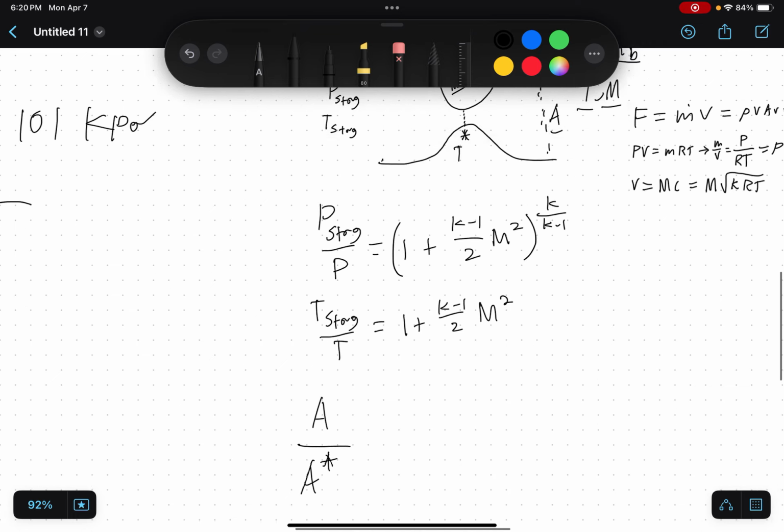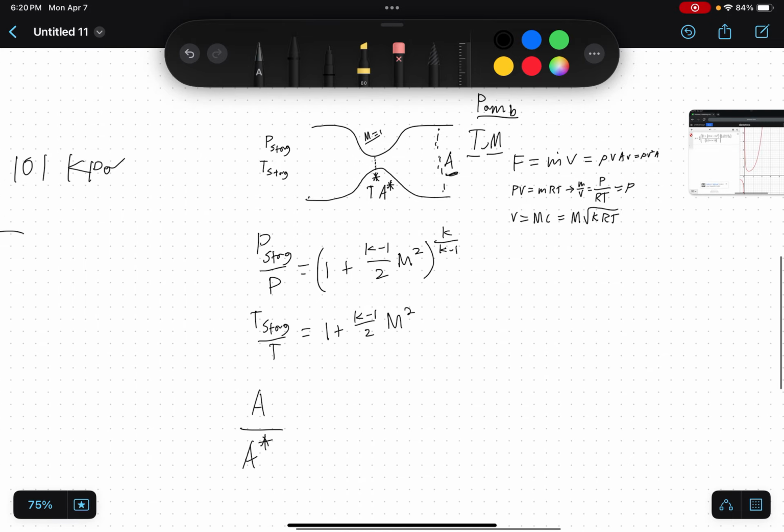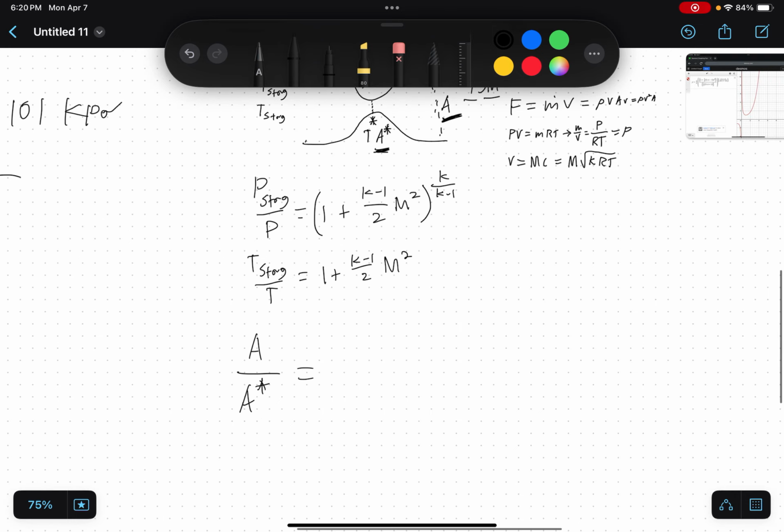So that's A over A star, and the A is this one. The A star is at the choke, the choked area. So typically that stays constant, and we change A. You could do it the other way around if you want. But yeah, it's just a ratio. Equals 1 over Mach number. Is it square? It's not square root.